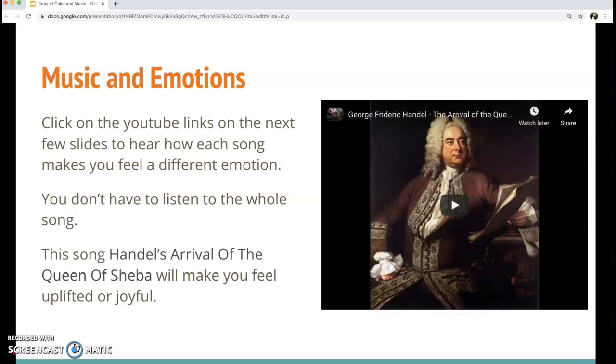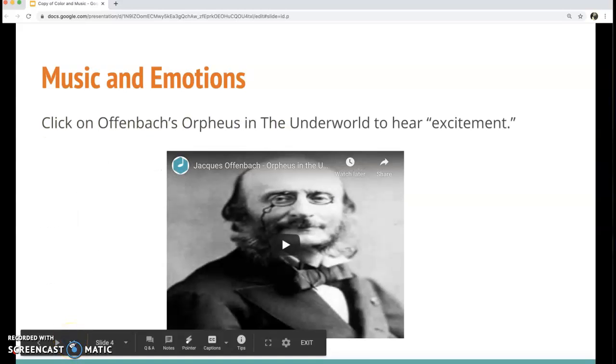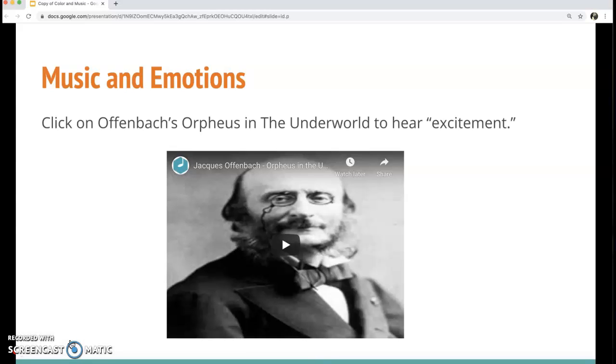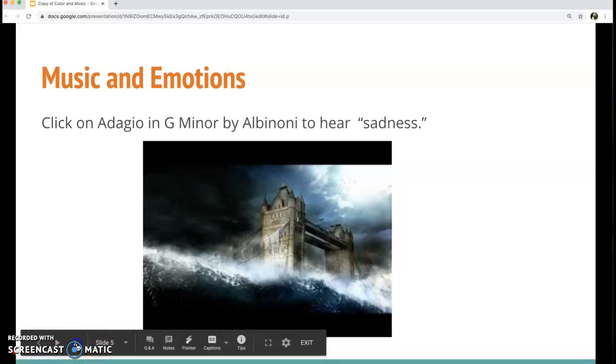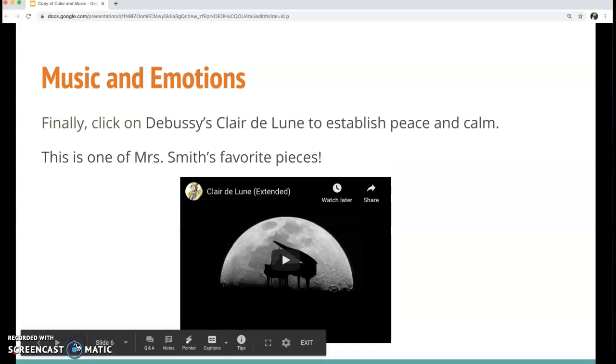This first one is George Frederick Handel, and this one has a joyful, uplifting type of vibe to it. If you're listening to it, you might feel that emotion. This next one, Orpheus in the Underworld, is an exciting piece. So if they were listening to this, I'd play an excerpt for them. They might feel some excitement when they listen to this piece of music. And then Adagio in G minor really sounds sad. It's slower, it has a totally different feel, and it evokes a sad emotion if they listen to it.